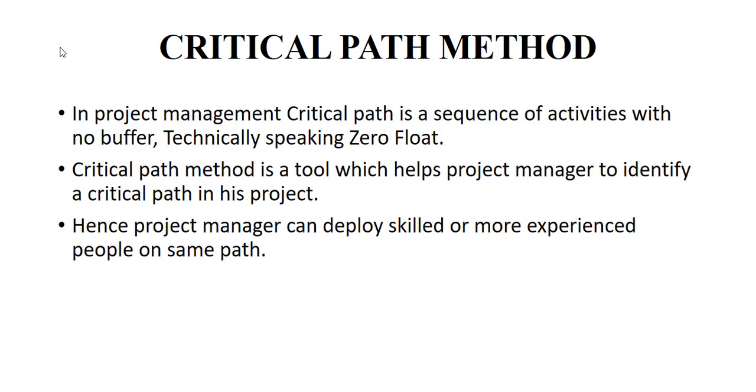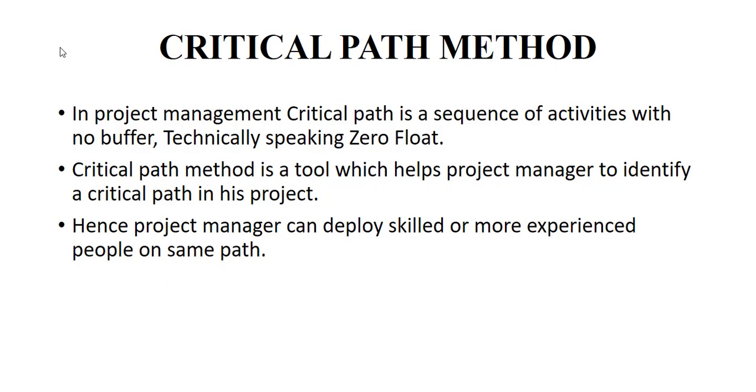In project management, critical path method is a sequence of activities with no buffer or zero float, we can say. For example, if you have an activity which can be completed in 4 days, but even if you complete it in 6 days, it's not going to affect your total project timeline. So that means it has a buffer or a float, but some activities don't have any buffer. They are to be completed on time, or if they are delayed, the project will be delayed.